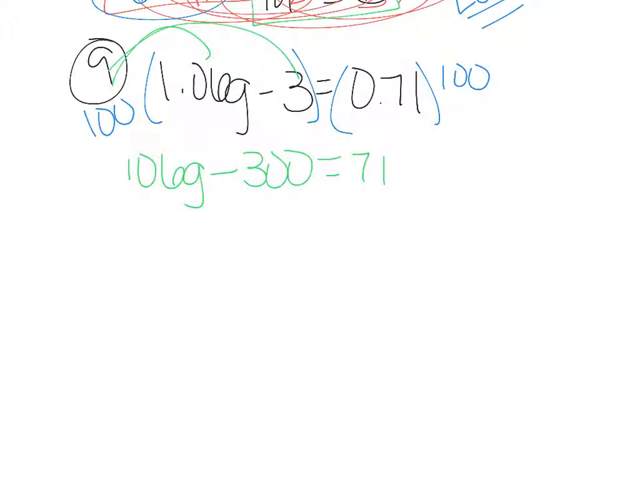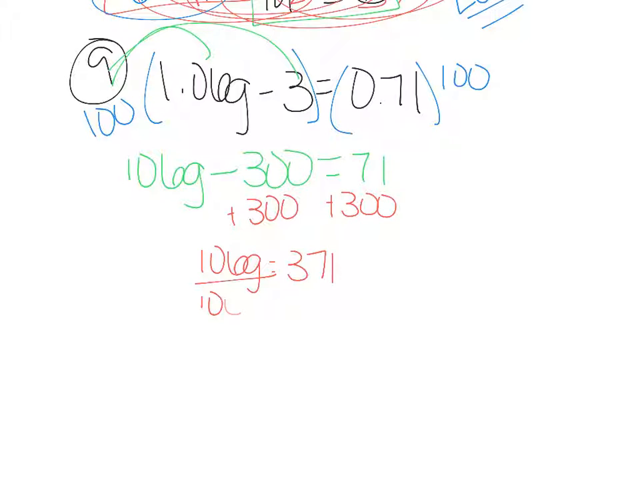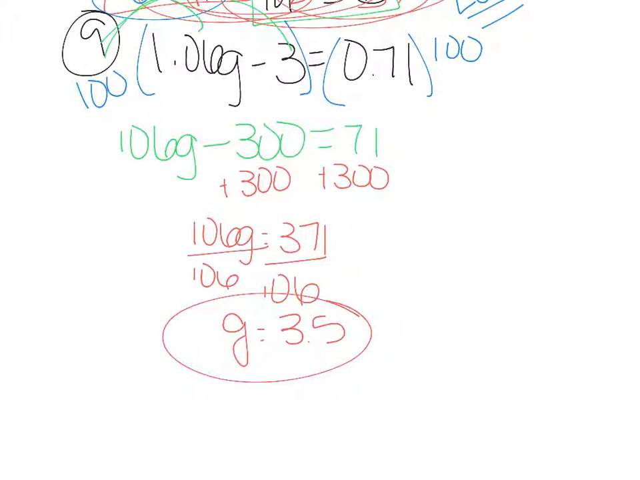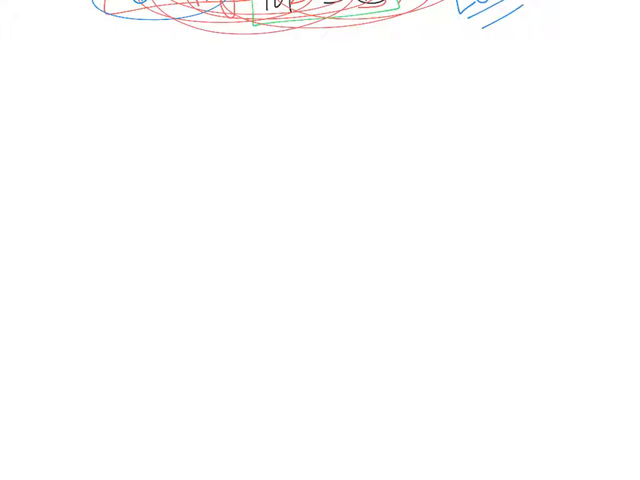And now notice this equation looks a lot simpler now. So I can add 300 to both sides. So I have 106g equals 371. Divide both sides by 106. And if you punch that in your calculator, we should end up with 3.5. So it makes the equation a lot easier than dealing with the decimals. Let's try one more of those.